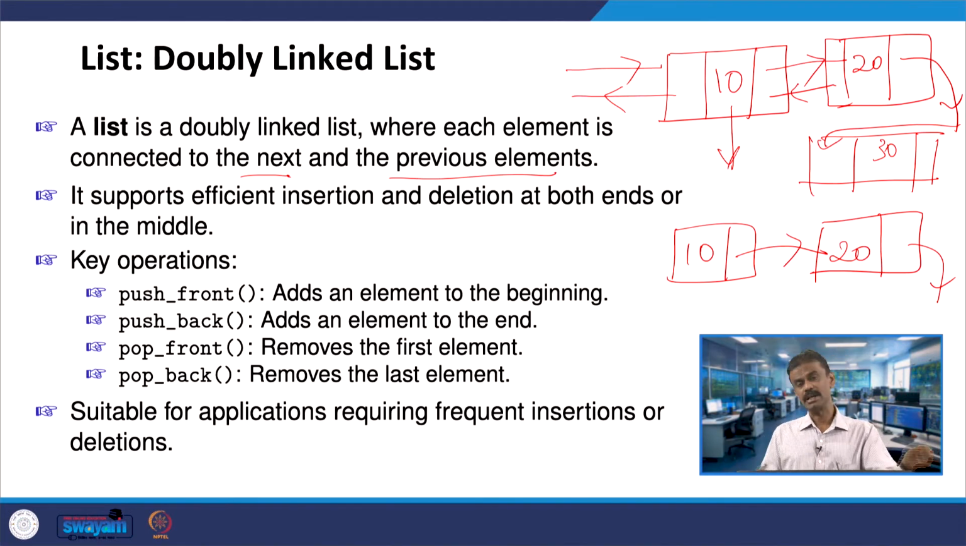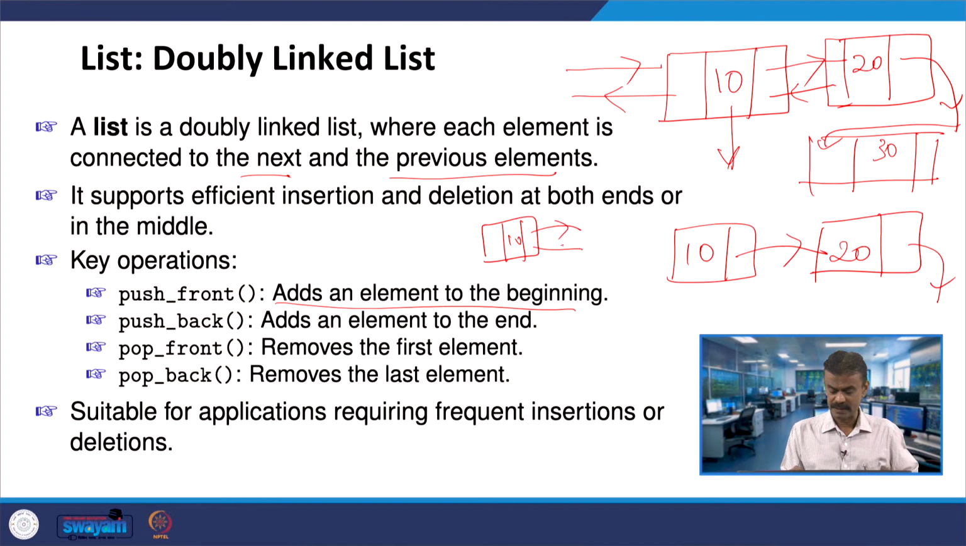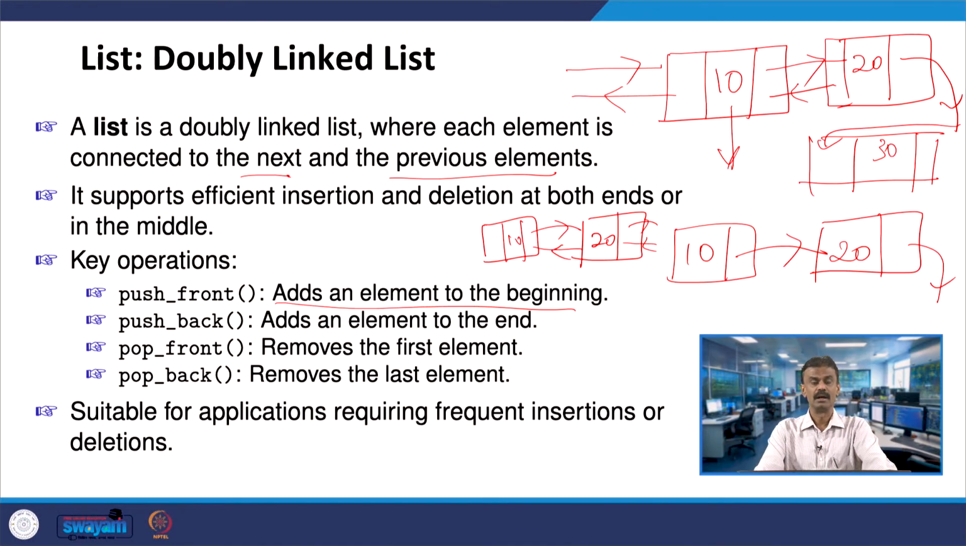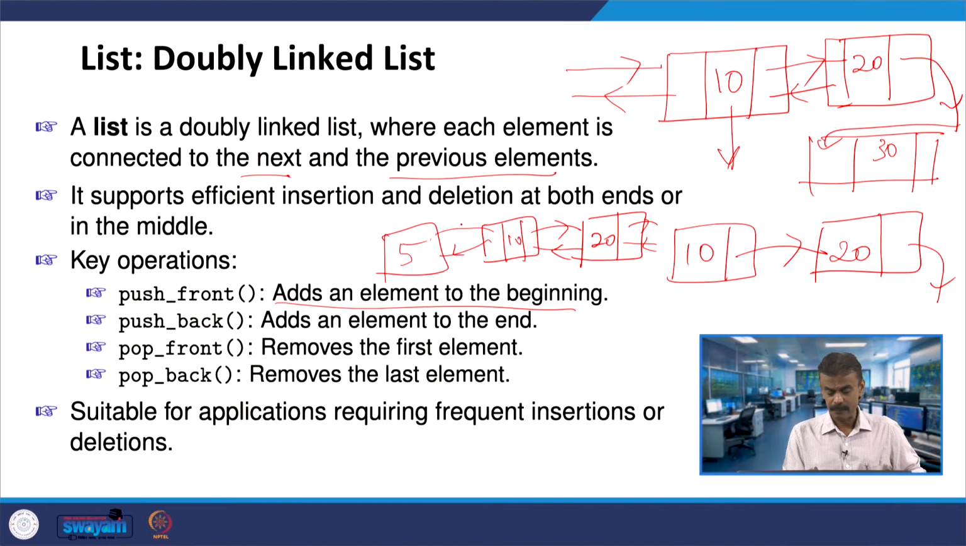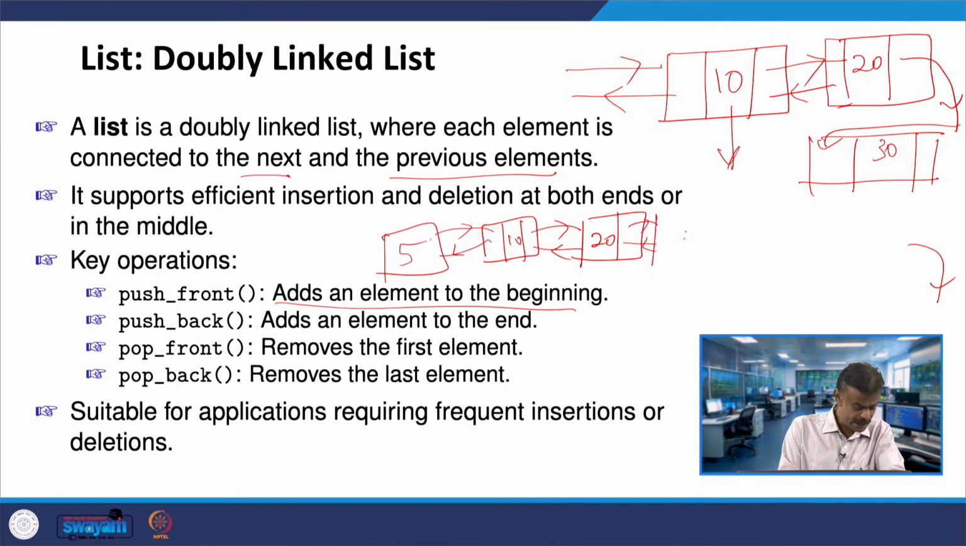So, push_front is adding the element to the beginning. So, suppose I have the doubly linked list like this, 10, 20, right, and then it is going forward and 1 will be approaching here, right. So, what will happen? It adds an element to the beginning, right. So, this pointer will take over and 5 will be added, right, and then it will have a pointer towards 10. Initially it starts from 10. So, when I do push_front, 5 will be added like this, or you can do push_back, I want to add, let us say 25. So, I can add it here, that is push_back.